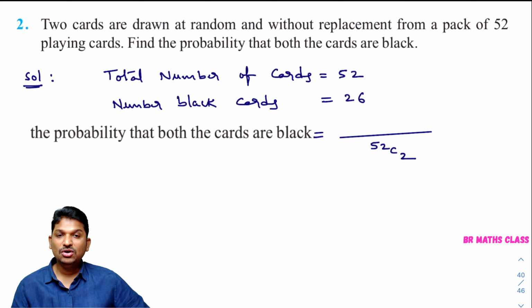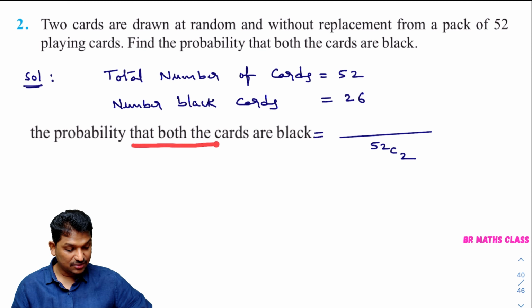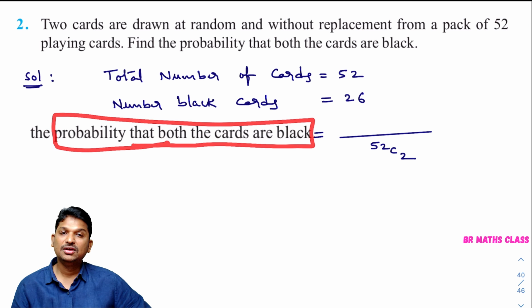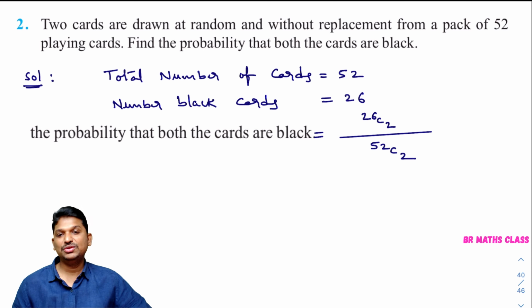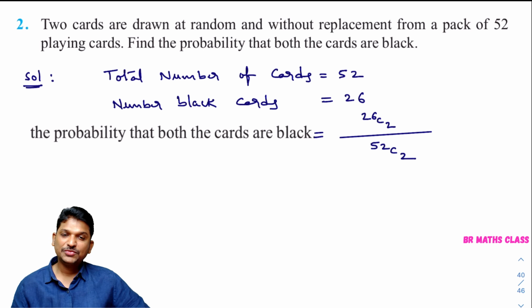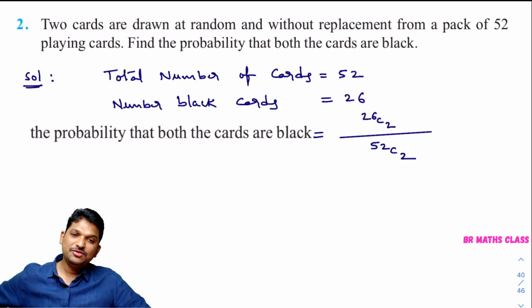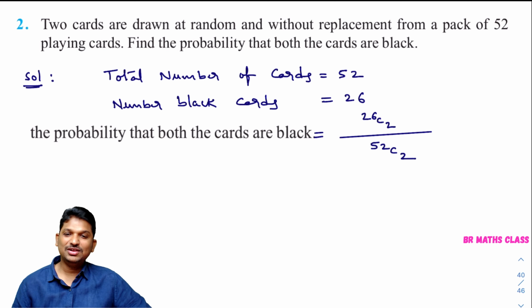Now, what are the favorable results? We are calculating that both the cards are black. So the favorable results: total how many black cards are there? 26 black cards are there. So 26C2 divided by 52C2. This is the answer. For this, no need to use independent events. All those things are not at all necessary.